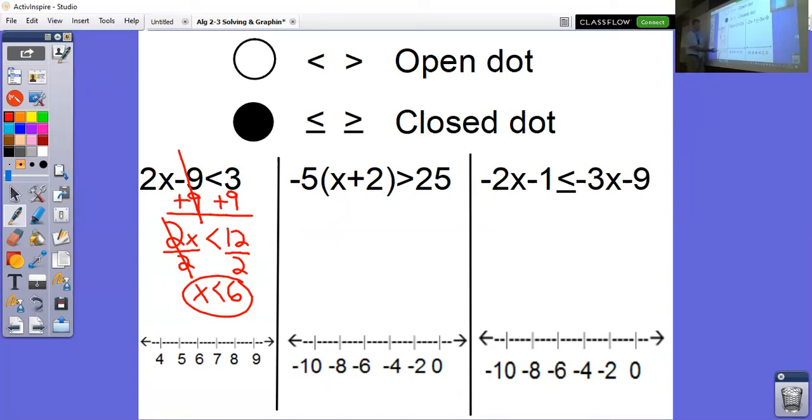What you're going to do to graph it on the number line, you're going to put a dot at the 6, at the answer. Now we have the symbol of less than. Less than is going to use an open dot. So we're going to put an open dot right on it, on the number line like that. And then the arrow is pointing to the left. We want all the numbers that are less than 6. So you're going to draw on the number line an arrow that looks like that.